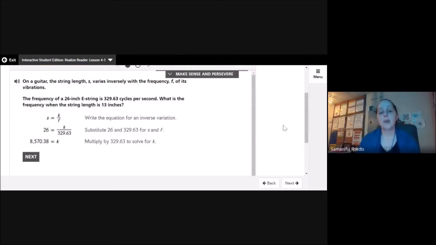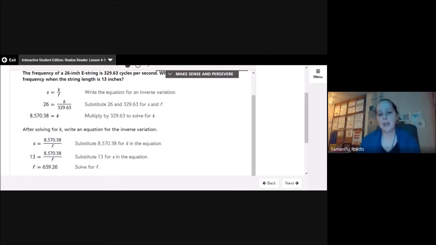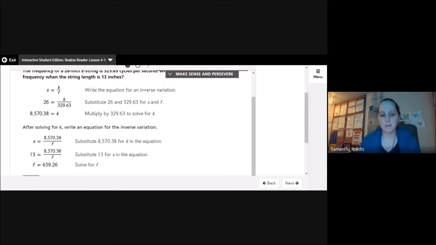Okay, so for the frequency, I write the inverse equation, S equals K over F. Remember, S is our Y value, F is our X value. So 26 equals K over 329.63. I multiply, I get K equals 8,570.38. After solving for K, I write an equation for the inverse variation.